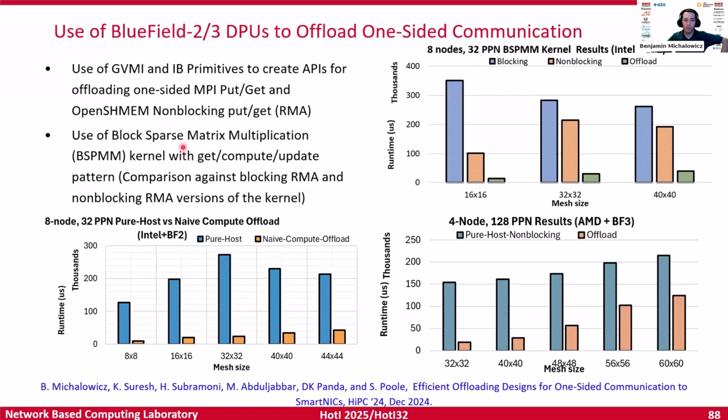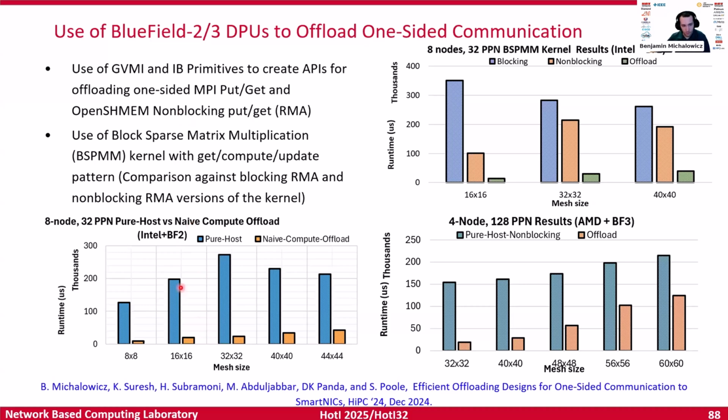And so the emphasis here is on overlap as opposed to necessarily improving the raw latency of a get operation. And I want to emphasize that offloading is an intensive task, regardless of whether you do it for two-sided or one-sided. So if you're offloading a small message size, you may not get as much benefit relative to offloading, say, 4 bytes versus 4 megabytes.